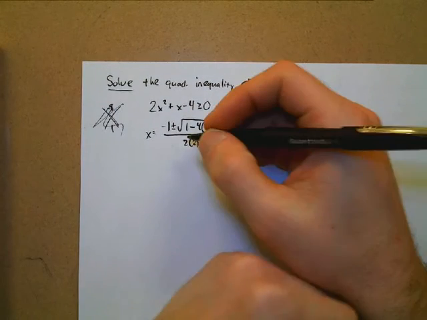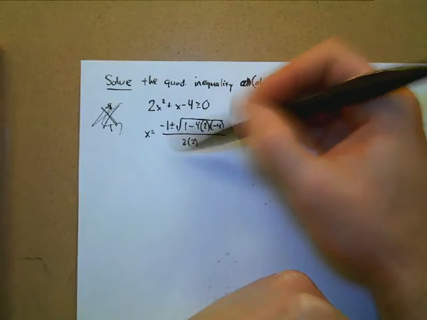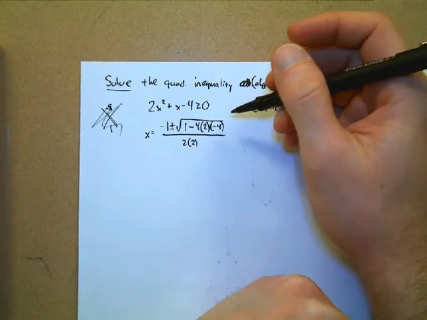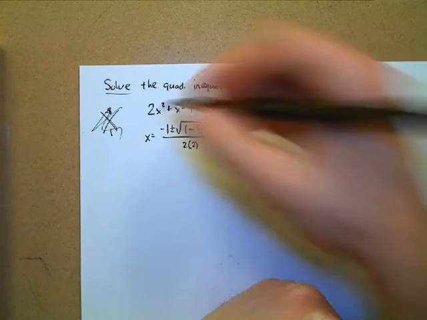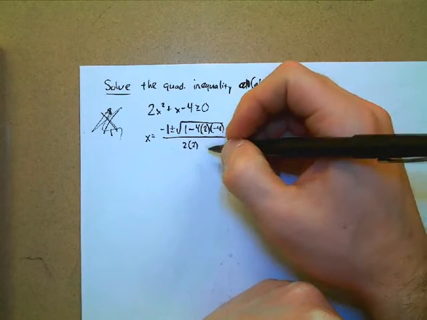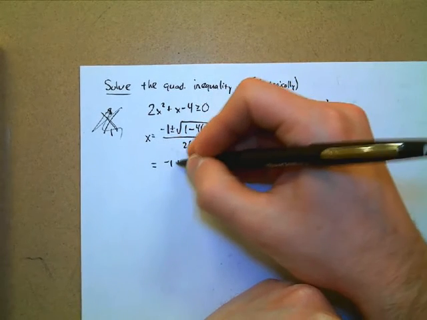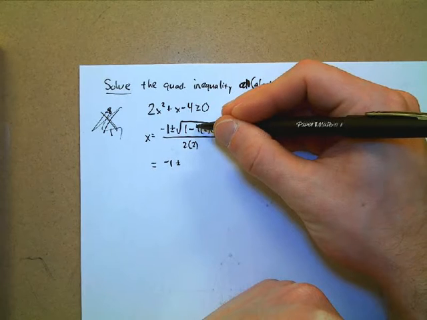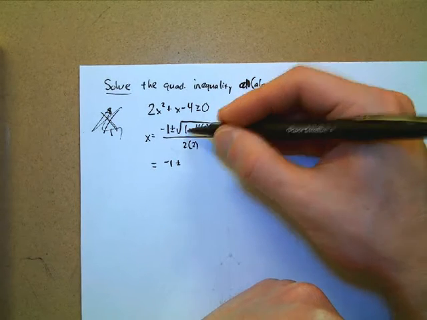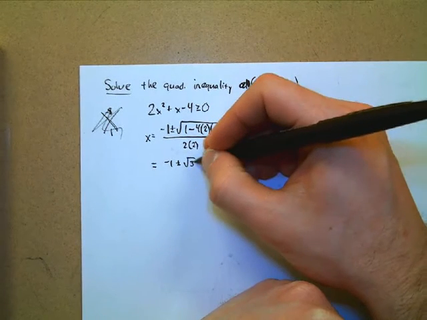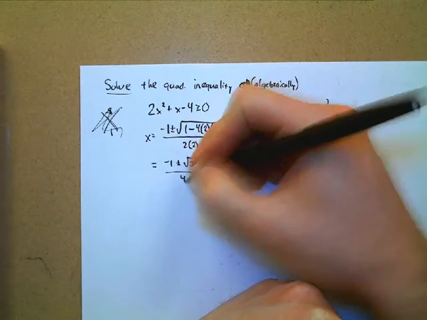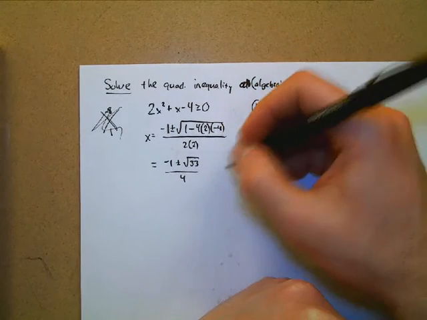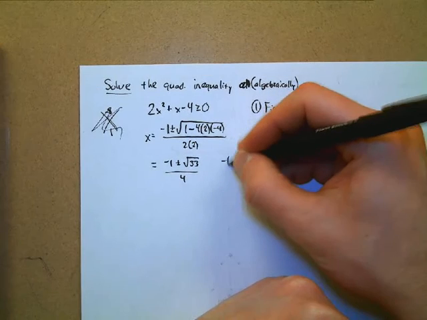Okay. So anyway, now we simplify this. Negative 4 times negative 4 is going to be positive 16 times 2 is 32, but then plus that 1 there is going to be the square root of 33, all over 4. So that means we have our two zeros of negative 1 plus the square root of 33 over 4, and then negative 1 minus the square root of 33 over 4. So those are our two zeros. Okay, those are our two zeros there. So there we found the zeros. Okay, check, we did that.